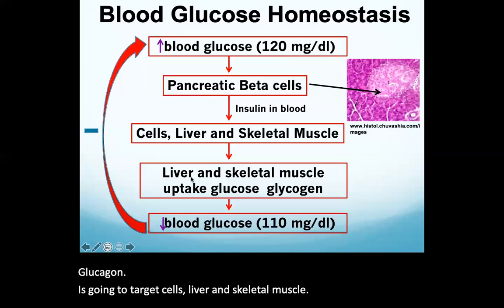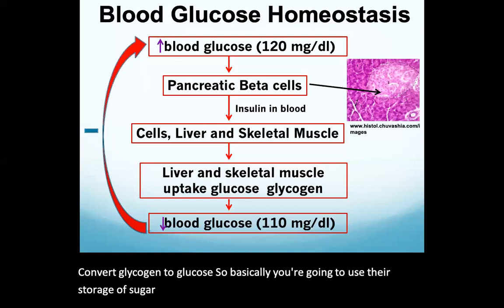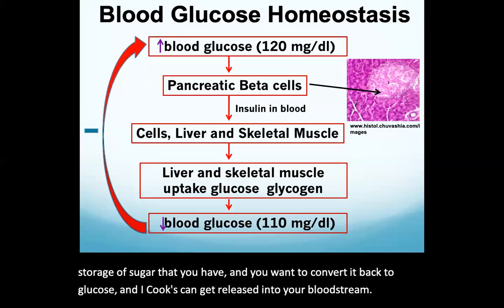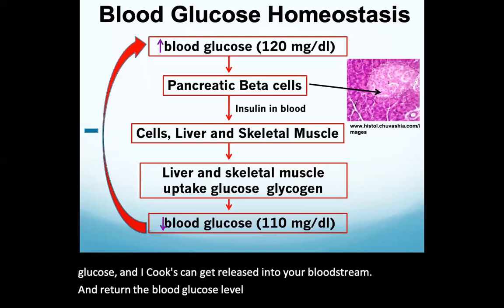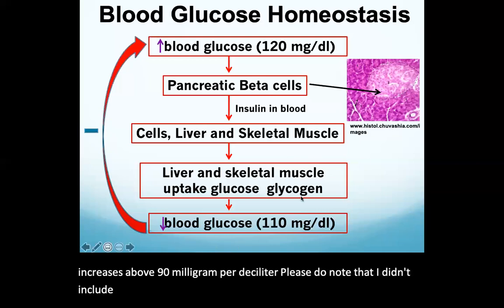And it's going to cause the liver only to convert glycogen to glucose. So basically, you're going to use the storage of sugar that you have, and you want to convert it back to glucose, and that glucose can get released into your bloodstream and return the blood glucose level back to normal. So your blood glucose increases above 90 milligram per deciliter. Please do note that I didn't include skeletal muscle here.